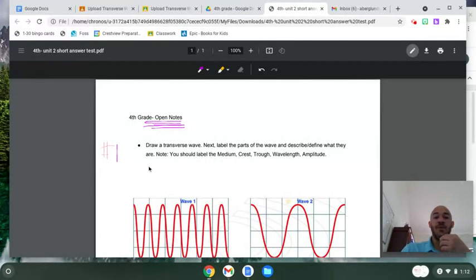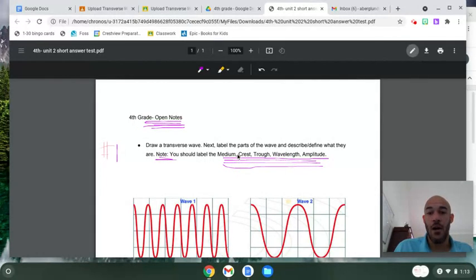Here's question number 1. Draw a transverse wave. That's step 1. Next, label the parts of the wave and describe or define what they are. Note, you should label the medium, crest, trough, wavelength, and amplitude. So first, you need to draw a transverse wave. Then you need to label the parts of the wave, and right here I give you the parts of the wave that you need to label.